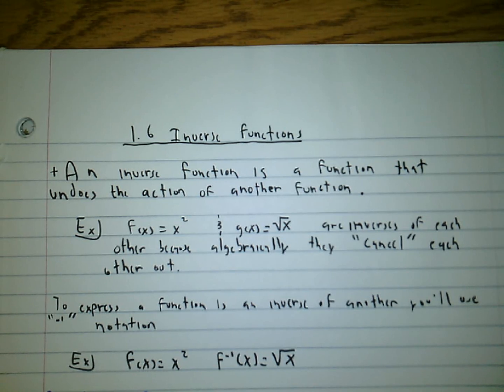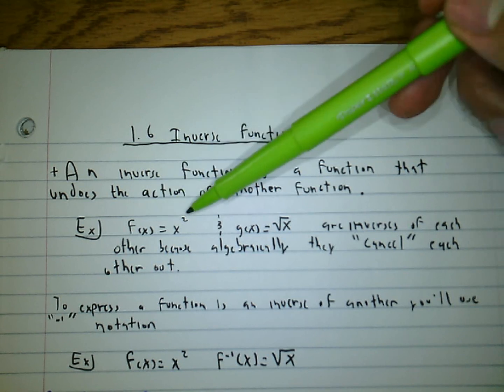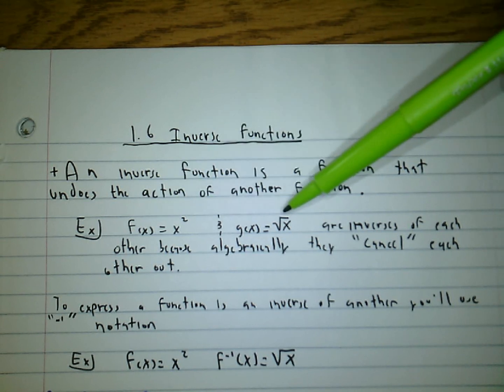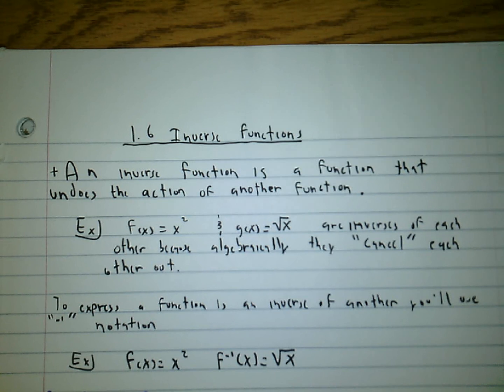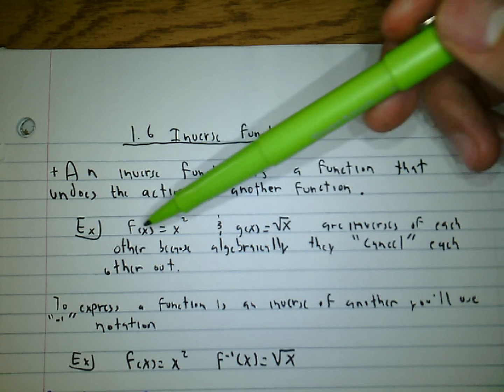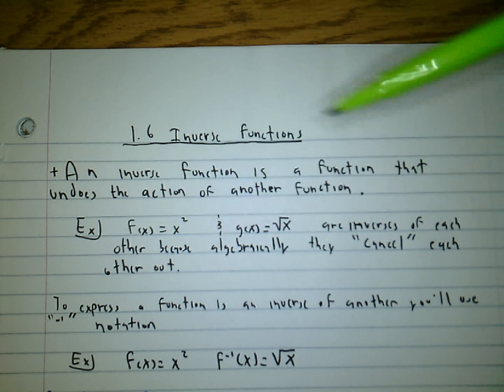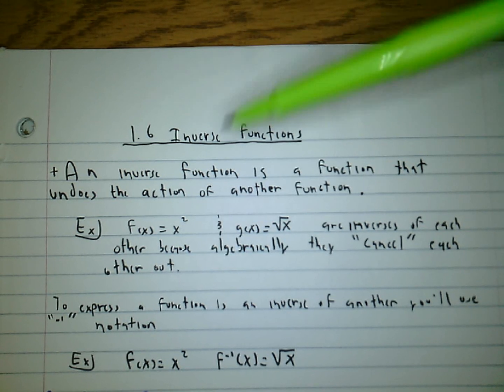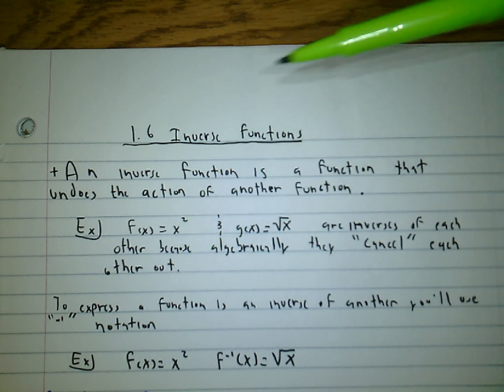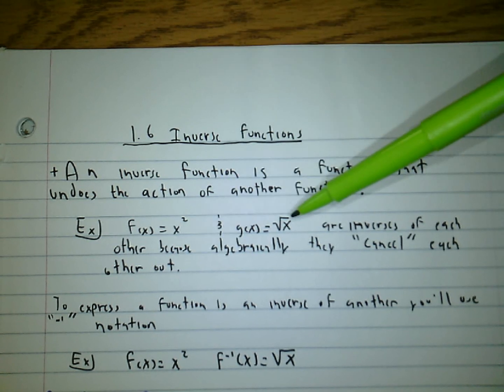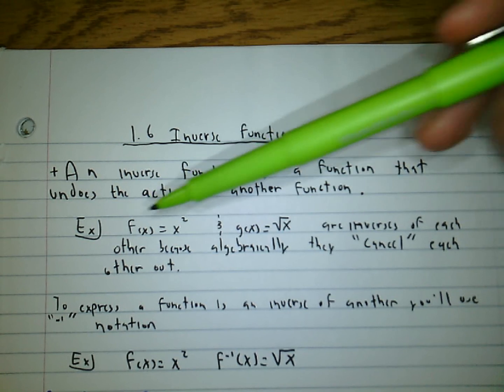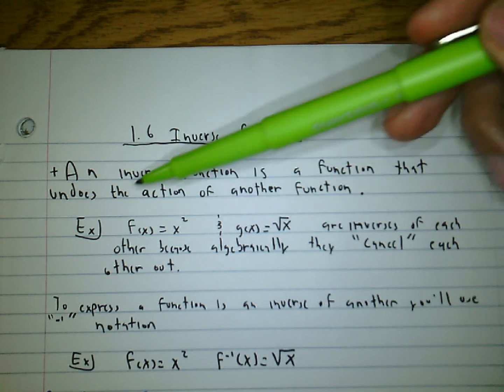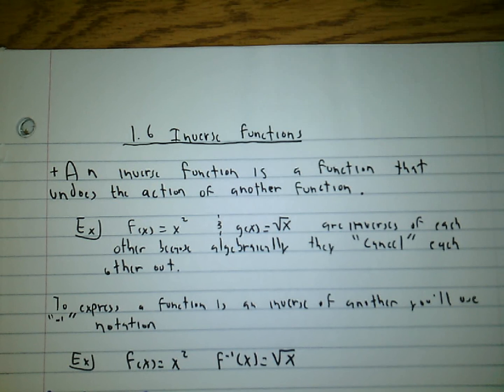Let's go back to a couple lessons ago. You learned the parent functions. We have the parent function of x squared and the parent function of the square root of x. Well, these two functions are known to be inverses of each other because algebraically they cancel each other out. Think about when you are doing operations and solving equations. If you ever want to get rid of a square, you square root it, and if you ever want to get rid of the square root, you square it. So in other words, those functions undo each other, and that's why they are called inverses of each other. That's what an inverse function does.